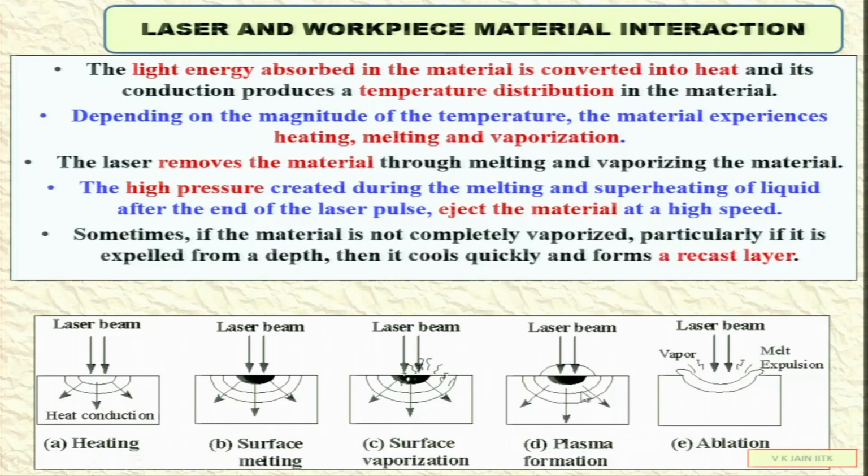Ejection of this molten material is essential so that you can create the feature. Sometimes if the material is not completely vaporized, particularly if it is expelled from the depth, then it cools quickly and forms what is known as recast layer. If it is ejected out and cools on the workpiece surface, it will form recast layer, and this recast layer has to be removed before the part or the component can be put into assembly or can be used.